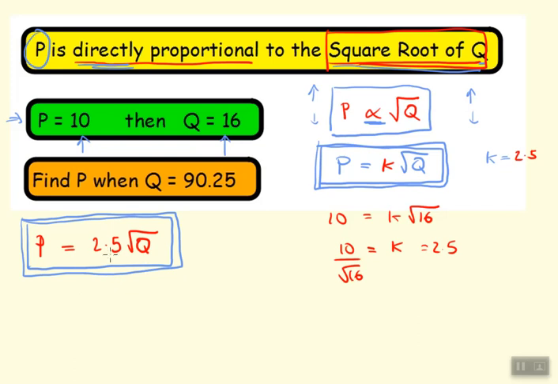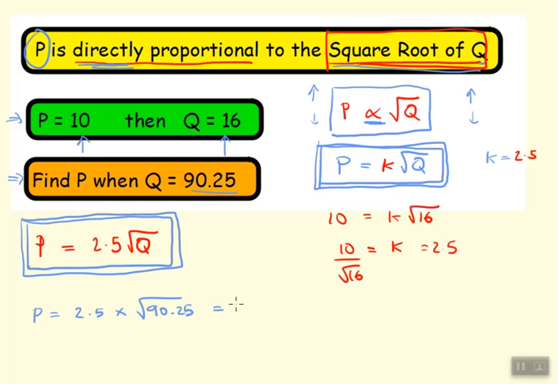So now we can use the formula to work out what P is. It says find P when Q is 90.25. That means all we need to do is put Q into our complete formula. So P is equal to 2.5 times the square root of 90.25. We're going to work that out now.